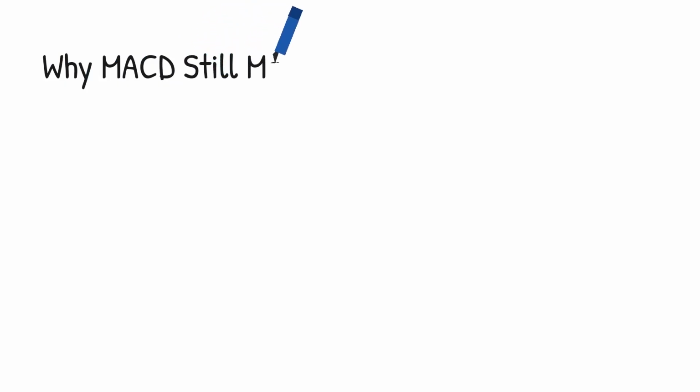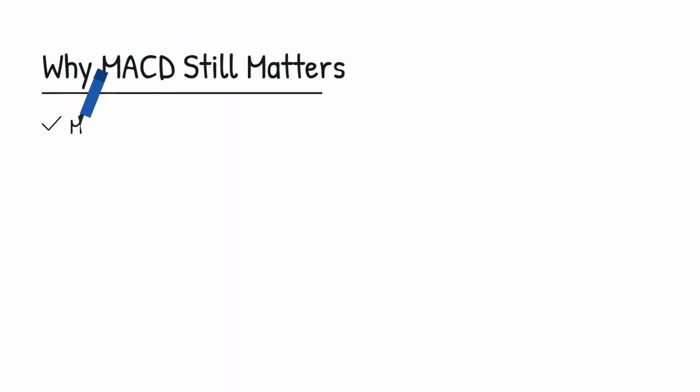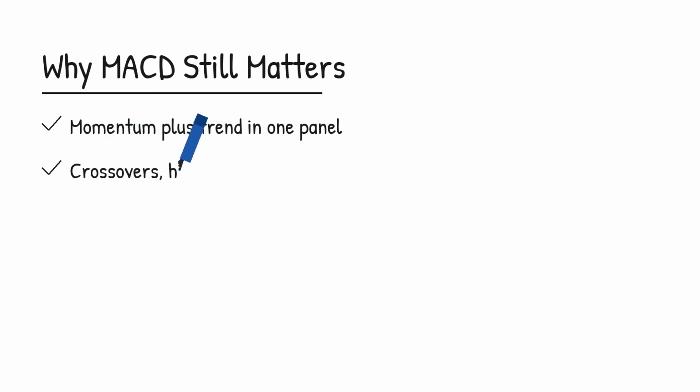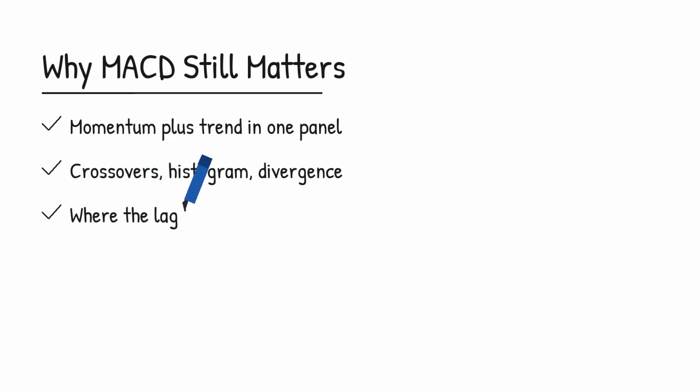MACD is the oldest momentum oscillator most desks still watch, and that consensus is exactly why it moves price. It compresses trend and momentum into one panel, telling you whether the short-term drift is accelerating away from the long-term drift or quietly reverting. Today we are dissecting the math, the signal line crossovers, the histogram, the zero line, divergence, and most importantly the lag that traps undisciplined traders. By the end you will know when MACD is signal and when it is noise.